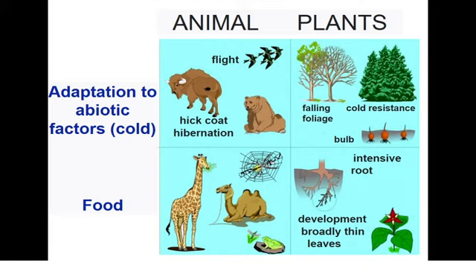Camels have two humps on their back which can store fat for long travelling without food, a big amount of food for the journey. If we speak about plants and adaptation to food, we can see intensive roots, and you can see this in the picture, intensive roots, or broadly developed thin leaves to take sun and other food for plants.